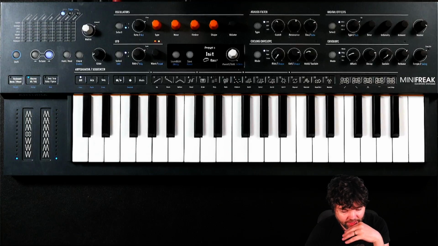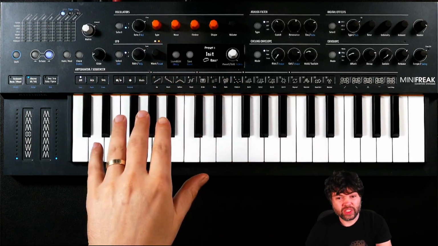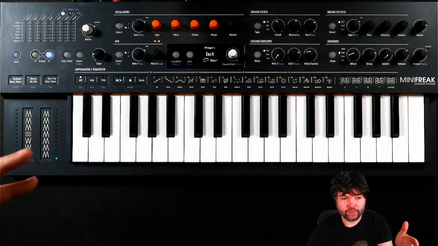I think next we will take a look at the more unique features of the LFO, then probably go into the mod matrix from there.